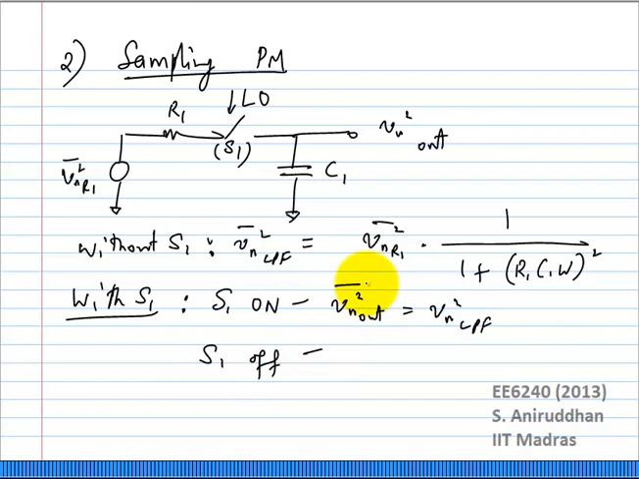When S1 is off, what happens? What is the noise at the output? It is the sampled noise. There is no other noise source, but the capacitance holds the noise which it had sampled before. So this is the track mode, and this is the hold mode: held noise on the capacitor.